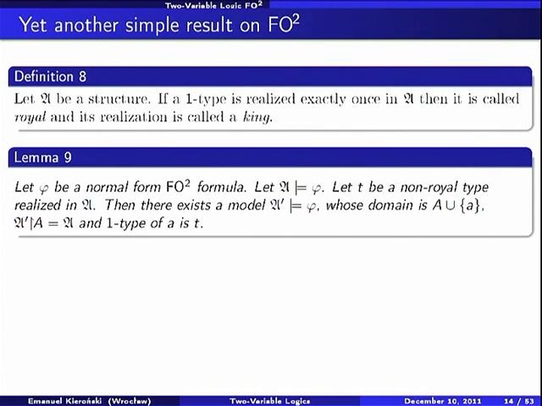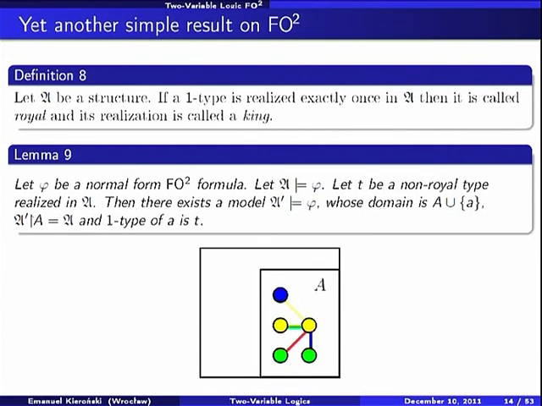The observation in lemma 9 says that if we take an arbitrary model A of a formula phi, and an arbitrary non-royal type T realized in this model, then we can add to this model an additional realization of this type T. The proof of this fact is also very simple. Consider a model A, and let us try to add an additional realization of the yellow element. These colored edges between elements represent 2-types, the connections between elements. So we can add an additional element of yellow type and connect this element with all the elements in the original structure A, with the exception of this realization of the yellow type, exactly as this element was connected to those elements. Yes, they are the same colors.